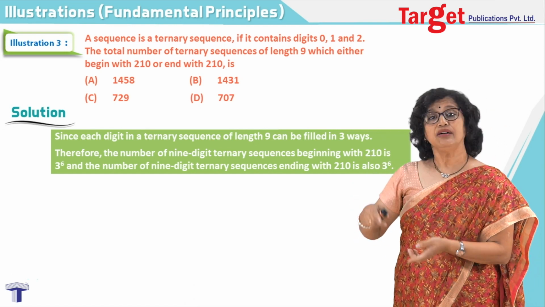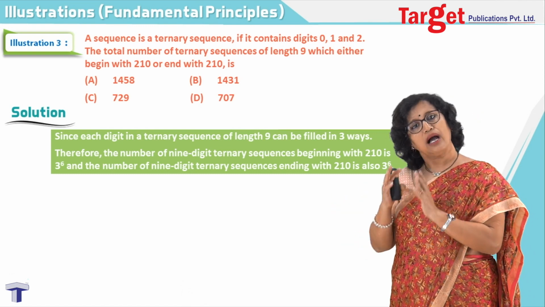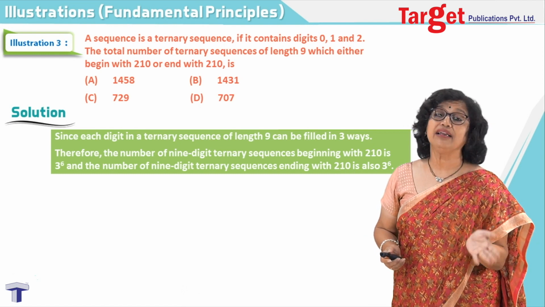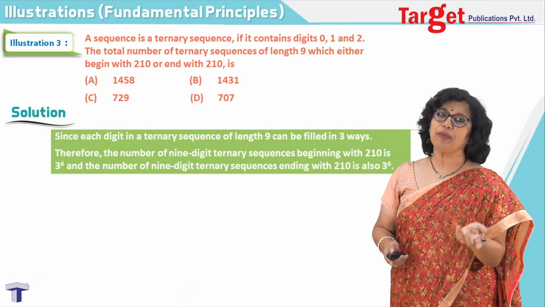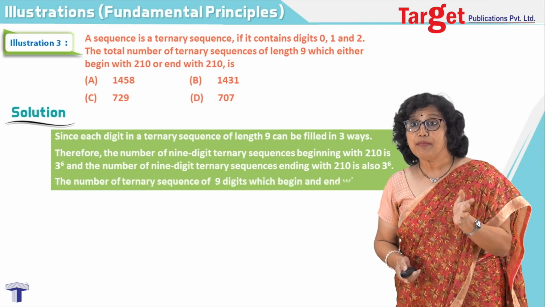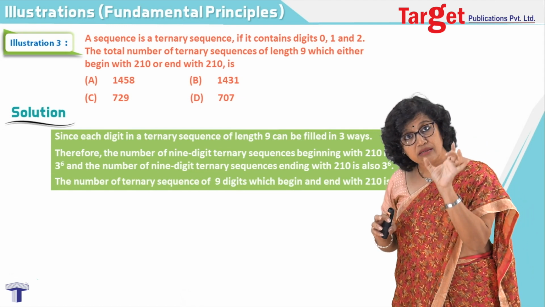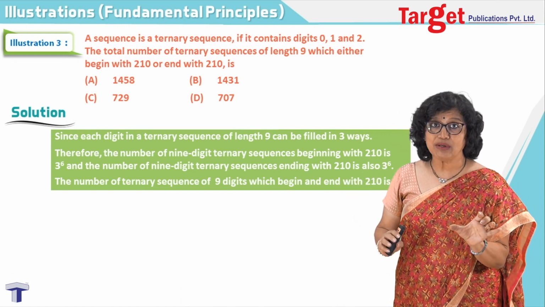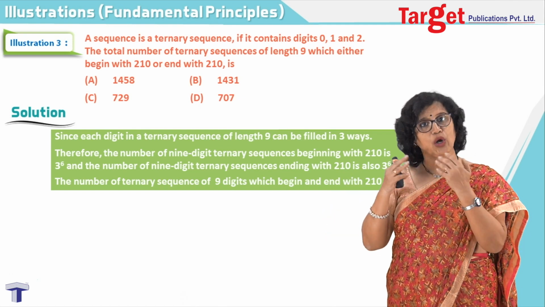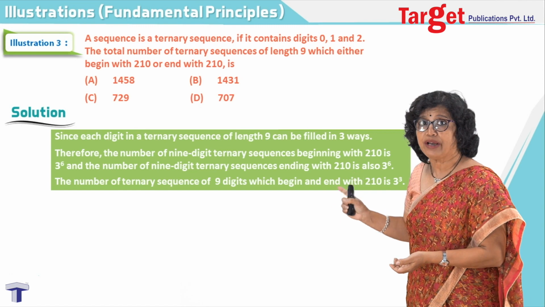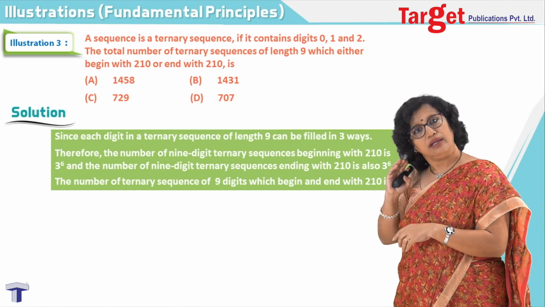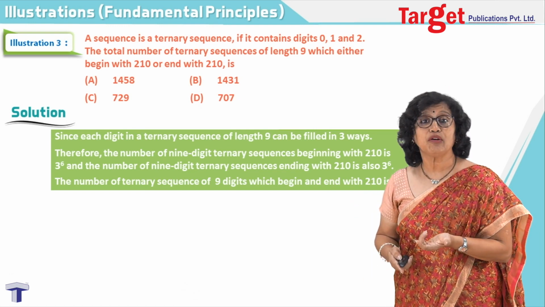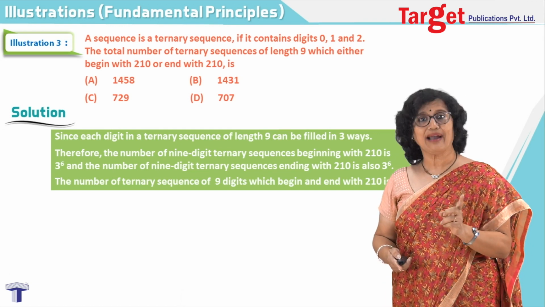And numbers ending with 2, 1, 0, or sequences ending with 2, 1, 0, again similar logic. The last 3 places would be filled by 2, 1, 0. The first 6 places are available. Each place can be filled in 3 ways, 0, 1 or 2. So their number also would be 3 raised to 6, correct? And the actual number we want is starting with 2, 1, 0 or ending with 2, 1, 0. Mind you, there could be some sequences which start with 2, 1, 0 and end with 2, 1, 0 also. They also satisfy the condition. So their number also we try to find out. The first 3 places have gone with 2, 1, 0. The last 3 places also have gone by those 2, 1, 0. Only the middle 3 places are left, and the number of such sequences would be 3 raised to 3.